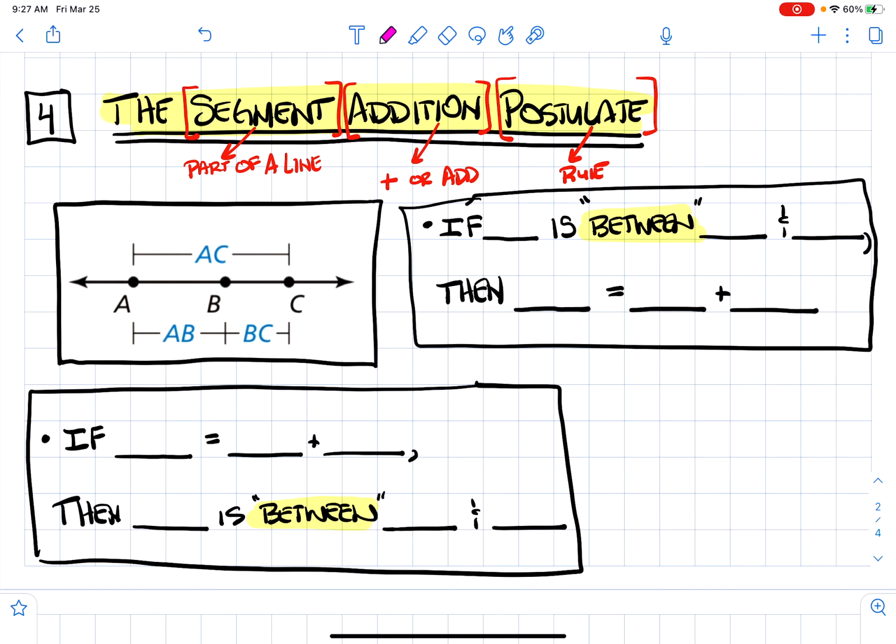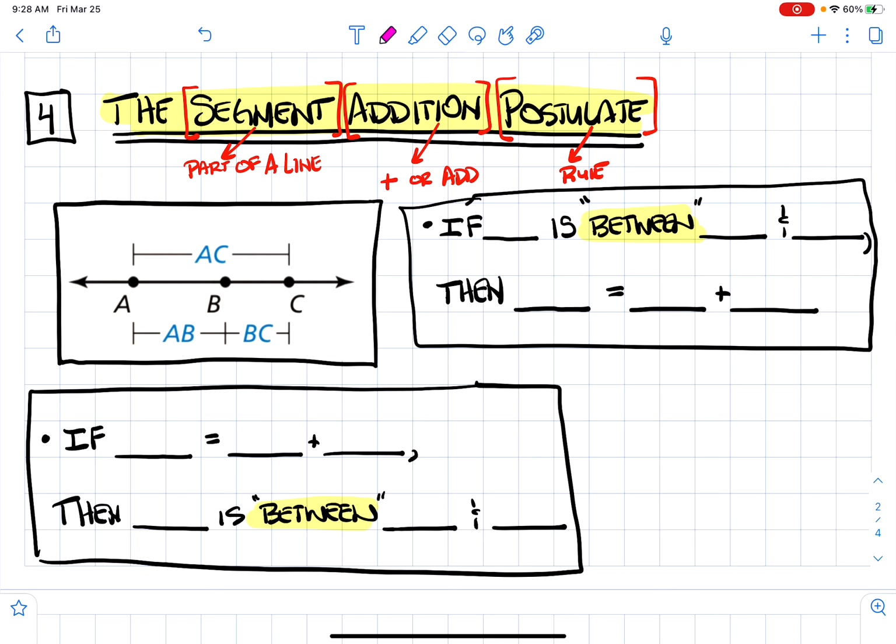So take a look at this picture. I have a line, and that line has a couple of points on it. It has point A, point B, and point C. This right here is the distance from A to C. This is the distance from A to B, and this is the distance from B to C. So you can see kind of how the whole thing is brought together.